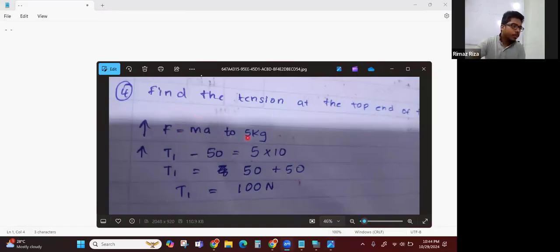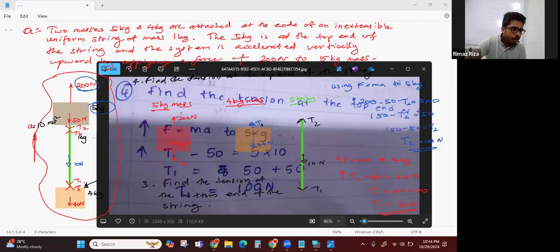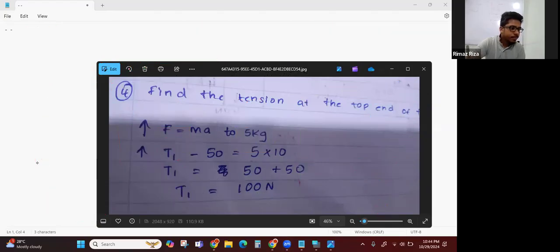F equals ma for 5 kilogram, so you're wrong now. Because when you consider the 5 kilogram, right? You can see here 5 kilogram. It has this 200 Newton, its weight 50, and tension downward T2. So two things are there, right? So the force vertically upward is 200. So 200 minus the weight 50 minus T2 is equal to the mass times acceleration.